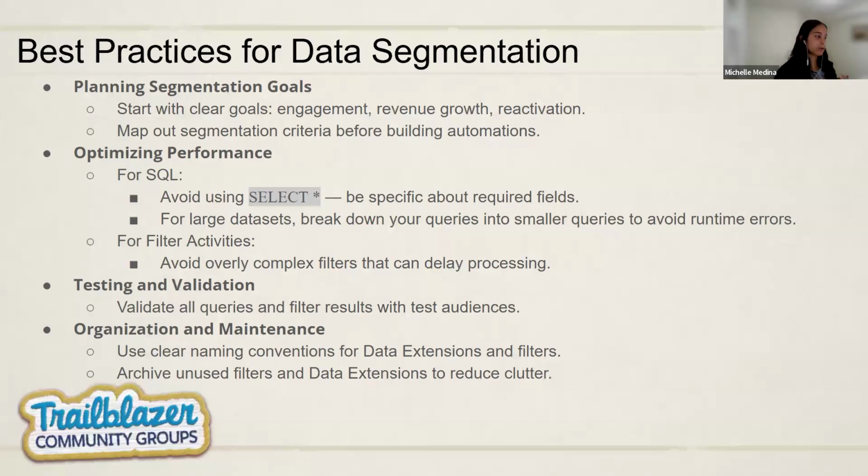And then maintenance and organization. Again, naming conventions for your data extensions, for your queries, for your filters, for your automations. The better folder structure, the better organizational structure you have, and also within naming conventions, the easier it is going to be to manage and organize your automations. And also archive any unused filters and queries, any other automations or data extensions that might not be in use anymore to reduce clutter. All right, so let's jump into Marketing Cloud.